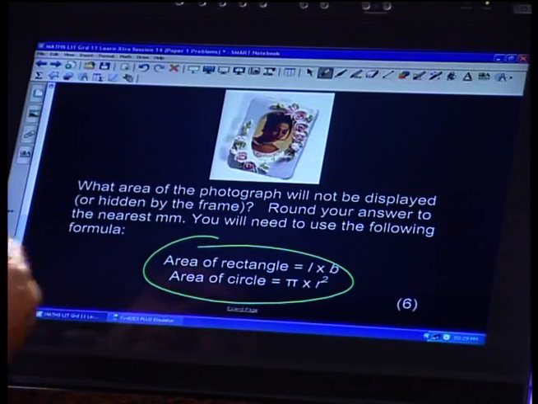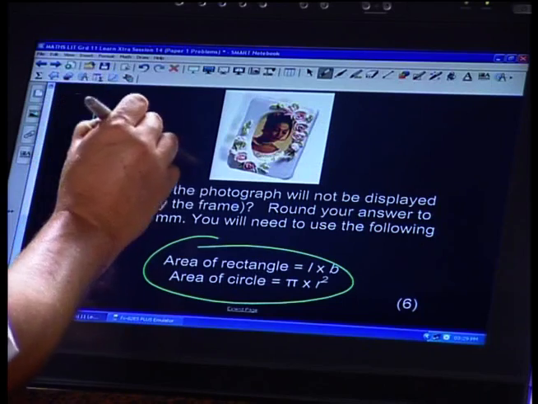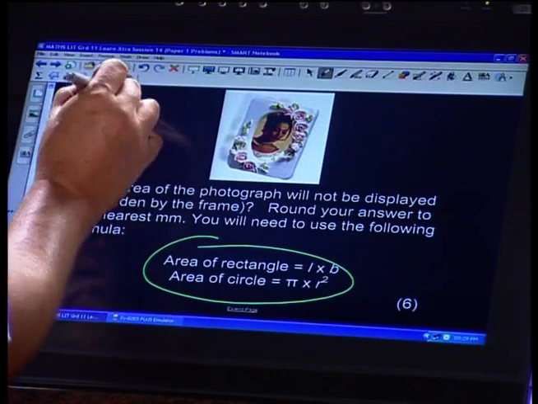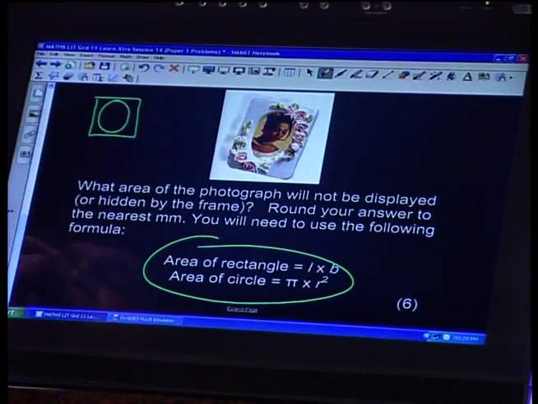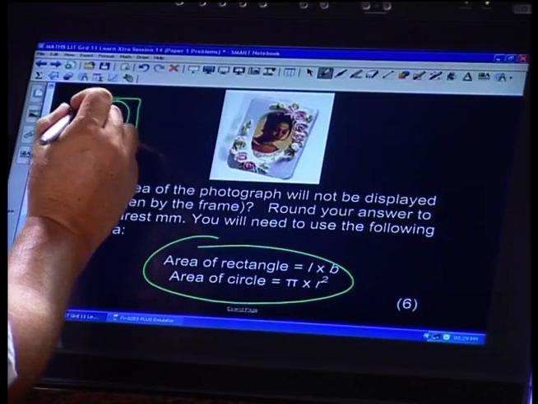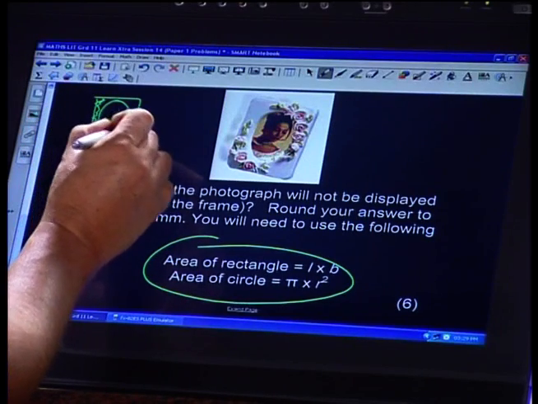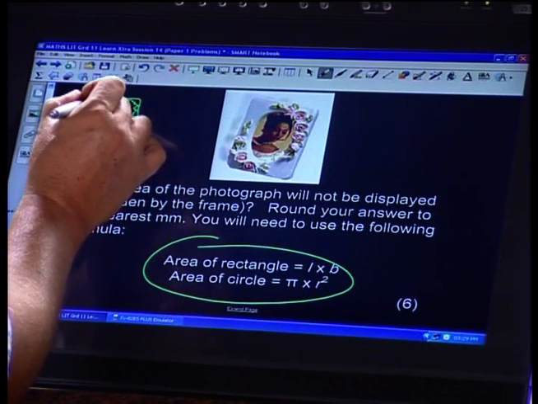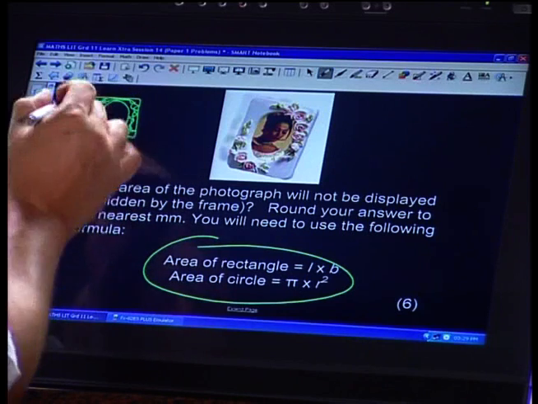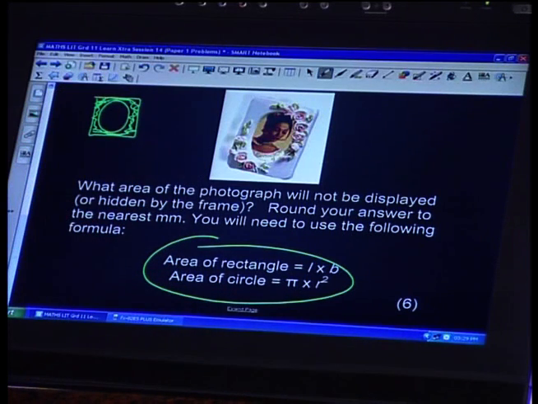So let's just set the tone here. So I have a photograph. There's my photo. Okay, and then I have a circle part. So the photo goes into the frame and only the circular part is showing. So the question is this: what part of the photo, everything I'm shading in now, what part of this is not being shown? Okay, what's the area of that shaded part? Well, this is quite easy, isn't it? All we've got to do is find the area of the whole photograph, find the area of the circle, subtract the circle from the rectangle, and it'll leave me with all those bits.